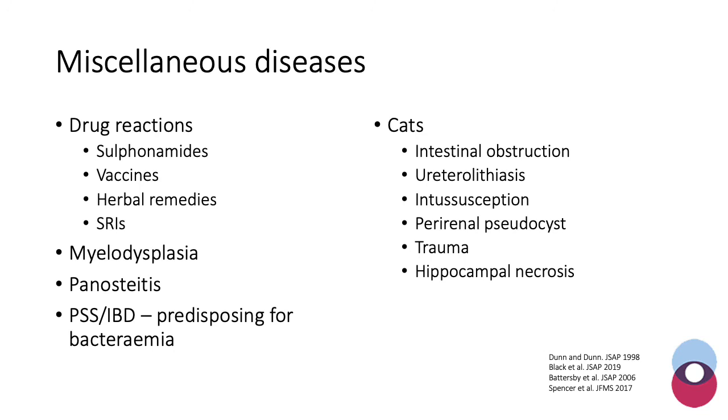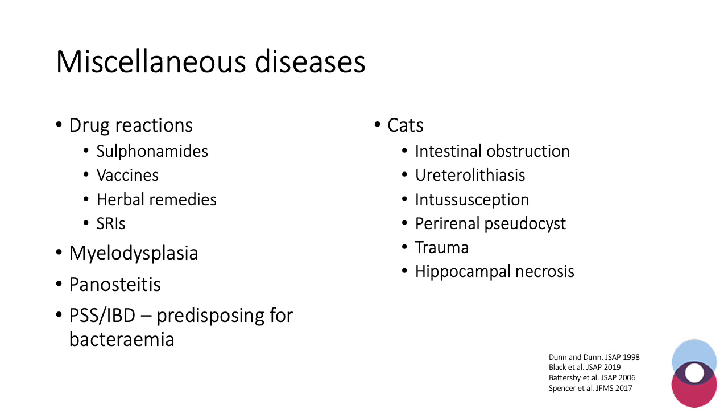Panosteitis, the acute inflammation of bones typically in growing large breed dogs, can be an important differential for a young dog presenting with multi-leg lameness, and is also important to consider if you don't find any changes to the joints but actually pain in the long bones, then panosteitis should be on the list.